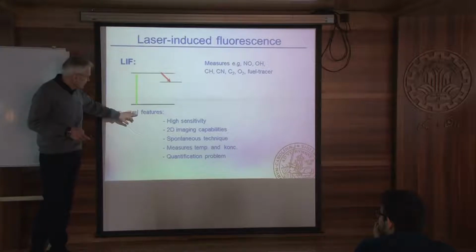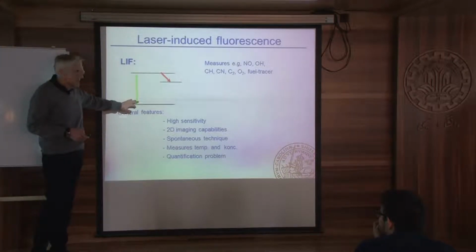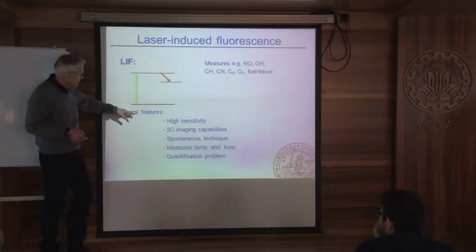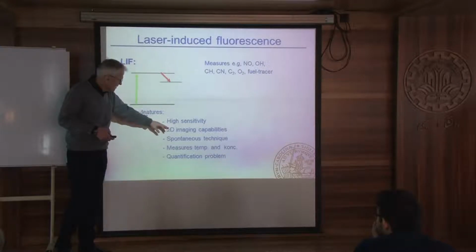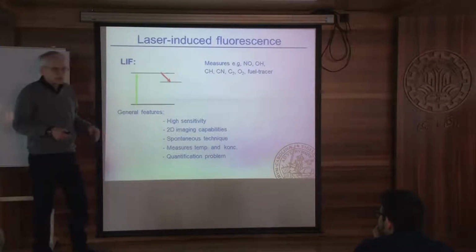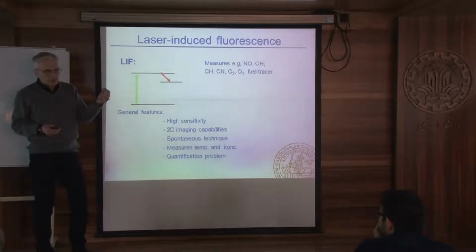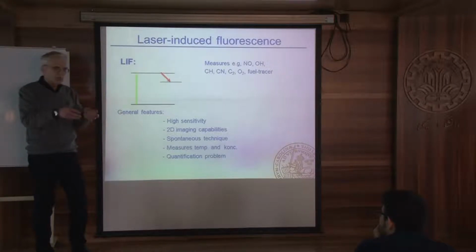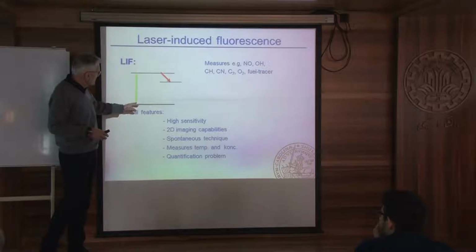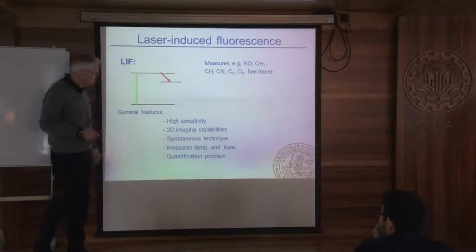And as I described yesterday, this gives a high sensitivity. You can go down to ppm, maybe ppb levels. You can do 2D imaging. I will repeat that it's a spontaneous technique, which means that you might have to fight the background radiation. Just imagine if you want to measure in a welding torch. A welding torch is very intense. And that's why you have to gate your detector. Otherwise, you will saturate the detector with the background emission. So you gate your detector, and then you are species specific on the excitation and emission wavelengths.